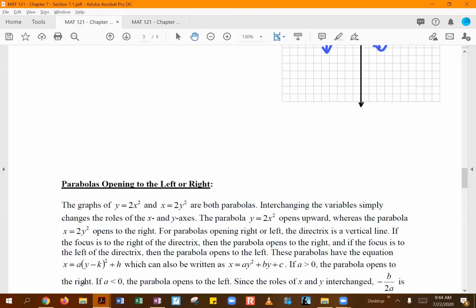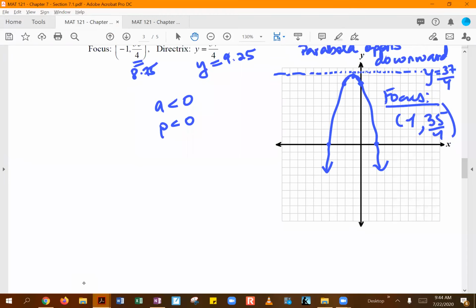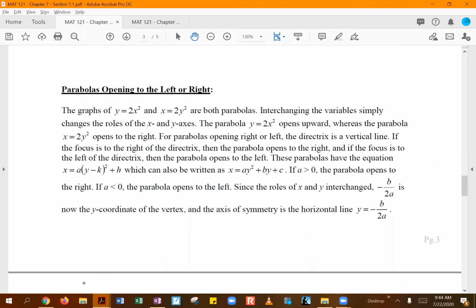So far we have looked at parabolas opening up and down, but if you were looking at parabolas opening left or right, then you can imagine some of these definitions are going to change, because you can have y equals 2x squared, which is a parabola opening up, or you can have x equals 2y squared, which would be a parabola opening to the right. So they're basically saying by interchanging the variables, you're basically interchanging the roles of your x and y axes. So like I said, the equation y equals 2x squared will open up, but x equals 2y squared opens to the right.